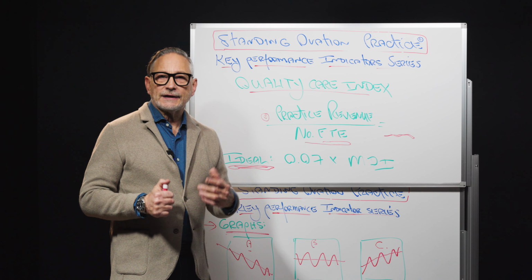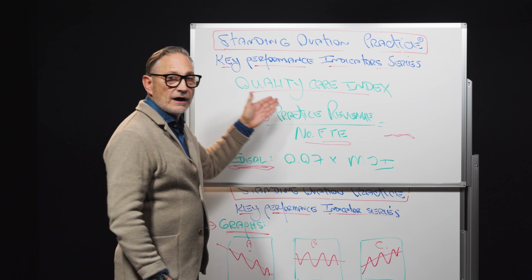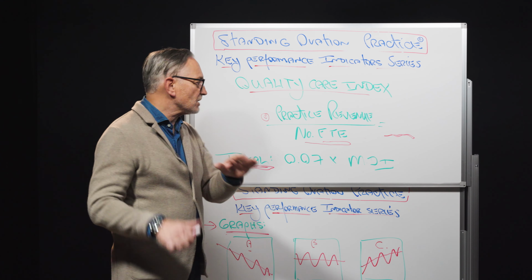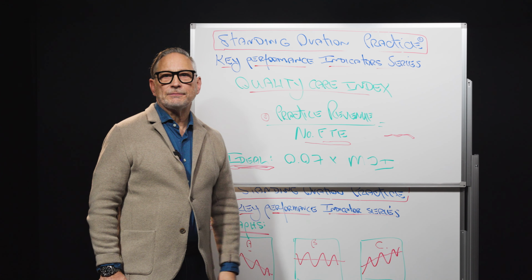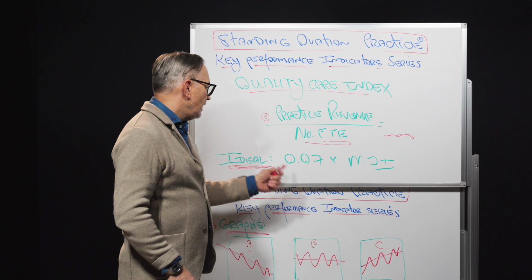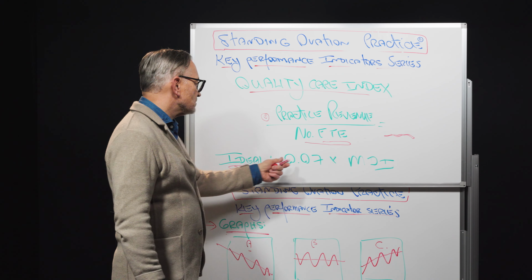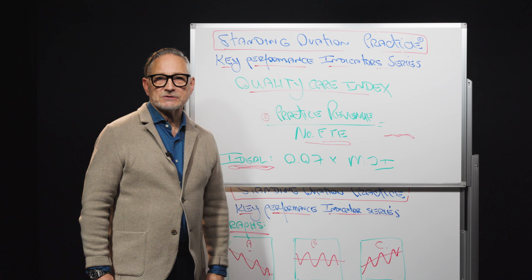So the key thing here is optimum revenue from fees being good, and the optimum number of transactions divided by the optimum number of staff, the optimum number of FTEs, to get within that range. And so there's your formula again for your ideal QCI, your quality care index: 0.07 times your median disposable income.